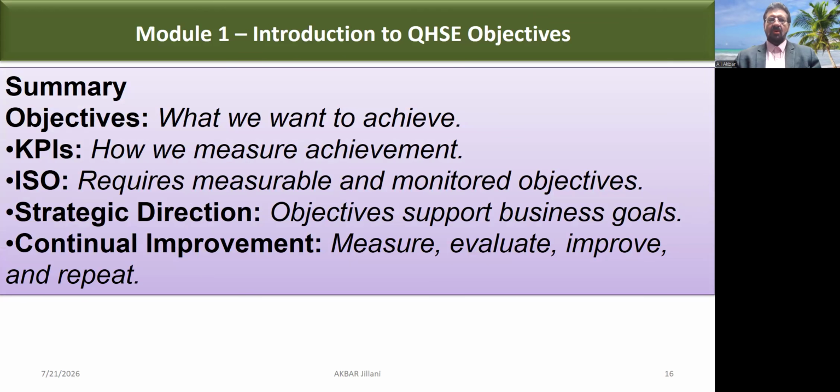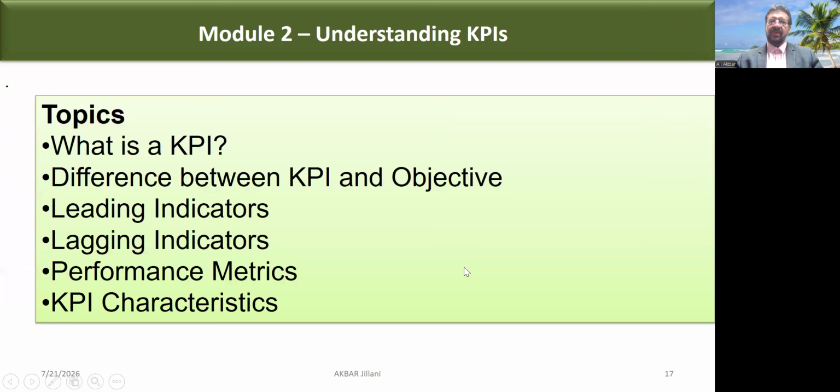Summary. Now we are taking the summary for this module. Objectives: what we want to achieve is called the objective. KPIs: how we measure achievement. So we can say that KPIs are the unit for the measurement of objectives. ISO requires measurable and monitored objectives. Strategic direction: objectives support business goals. Continual improvement: measure, evaluate, improve, and repeat.